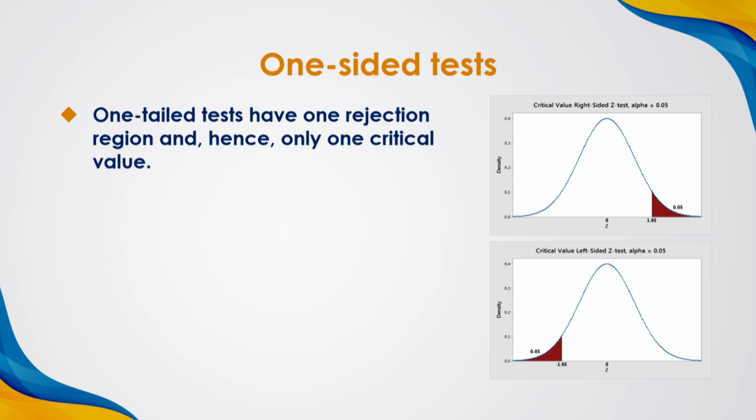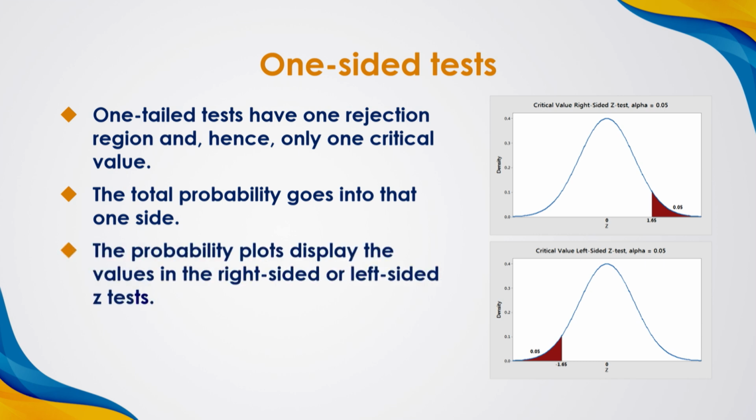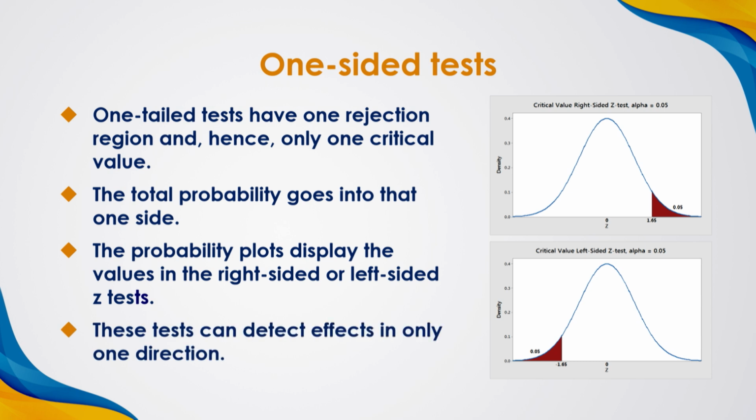One-sided tests: one-tailed tests have one rejection region and hence only one critical region. You can observe the region either on the right hand side or on the left hand side. The total probability goes into that one side. The probability plots display the values on the right side or left side of Z-tests. These tests can detect effects in only one direction.